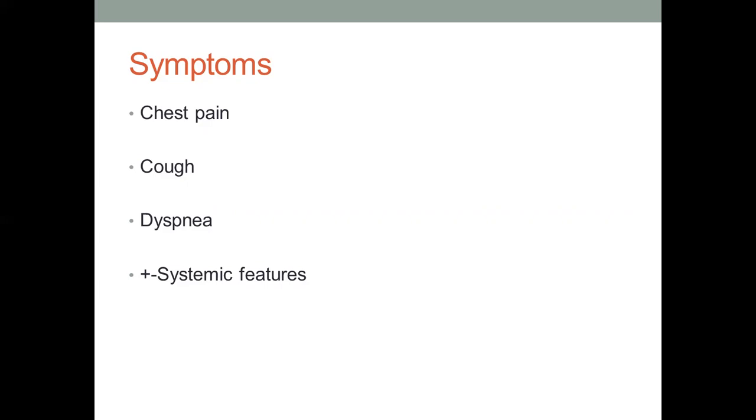Similarly, the patient can present with cough and difficulty in breathing. If effusion or pneumothorax are small, then this dyspnea will not be that significant. And if effusions are large, or pneumothorax is larger, then the patient will be complaining of difficulty in breathing. Also systemic features may be there, like fever, sweating, weight loss.